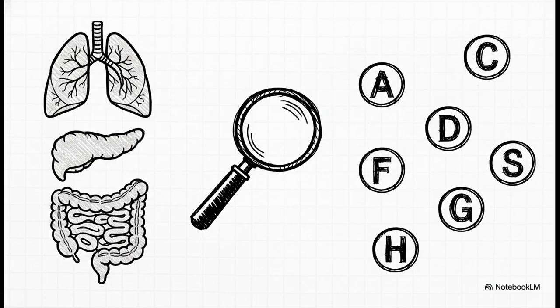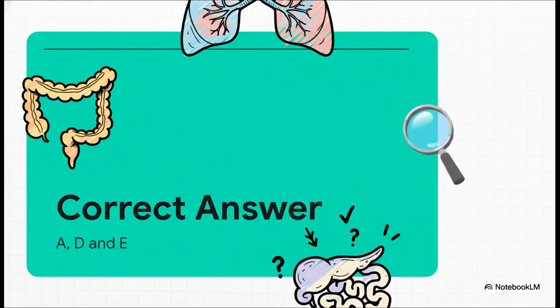All right, next up, question 02.2. We're jumping back to that diagram we saw at the start. This time, it's a simple identification task. Which letters show the lungs, the pancreas, and the small intestine? Another quick mark is up for grabs here. And the only correct answer is A, D, and E. That's A for the lungs, D for the small intestine, and E for the pancreas. There's no wiggle room on this one, it's just a straight identification.